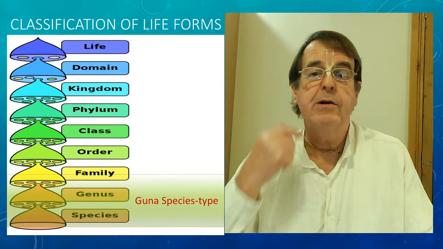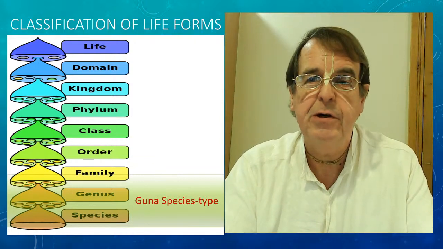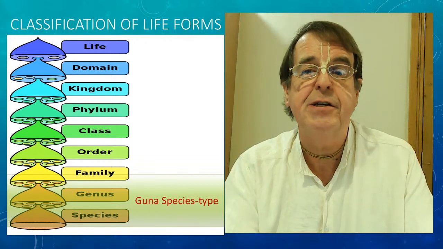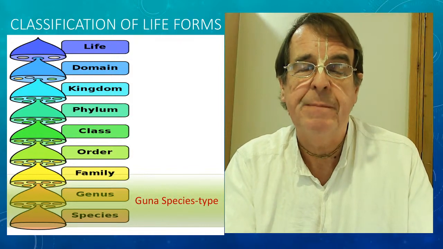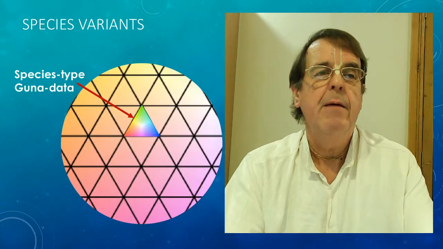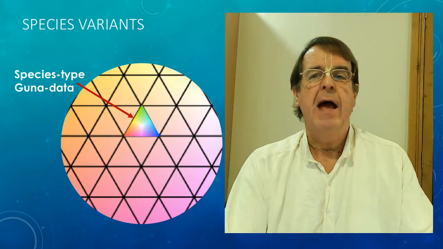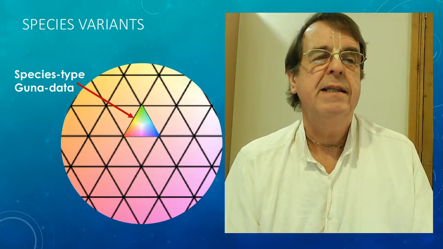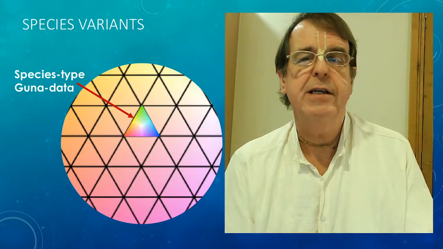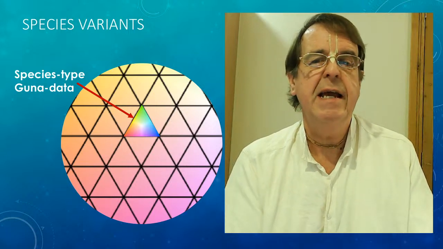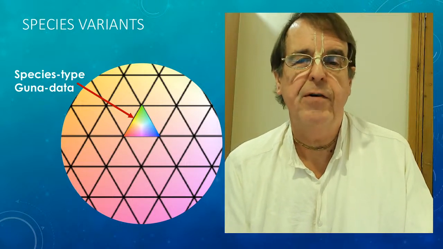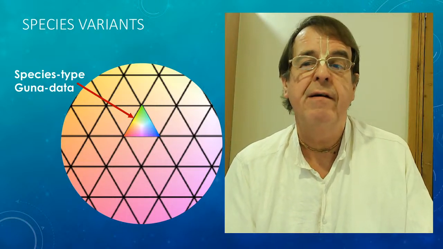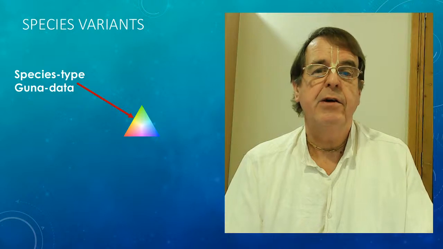One thing that is important to appreciate is that within an individual Guna species type, there is the potential for diversity and variation without a change of species. And here's the principle at work. We go back to our Guna triangle with its grid, and here we have one particular species type GUNA-DATA, but this time it's showing the spectrum, which basically means that each little triangle of the overall triangle also is composed of a huge range of Guna variants. And so here it is on its own.